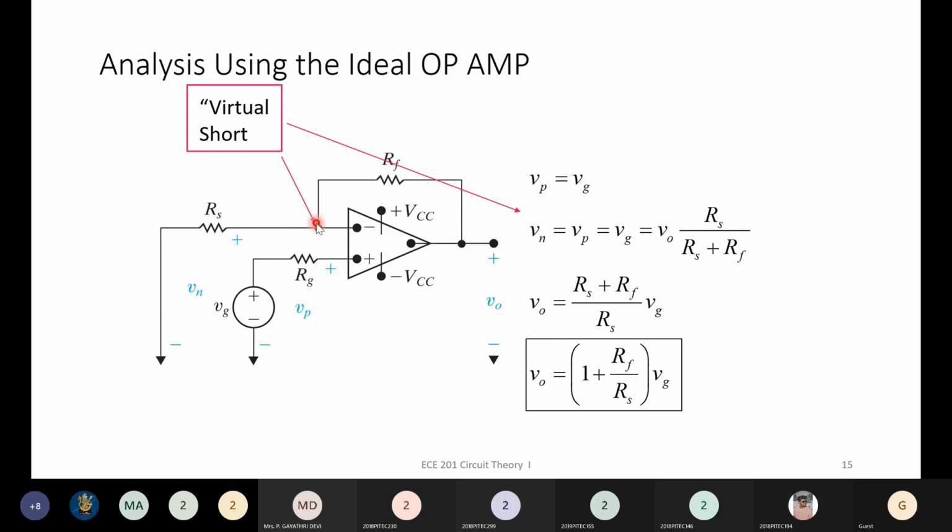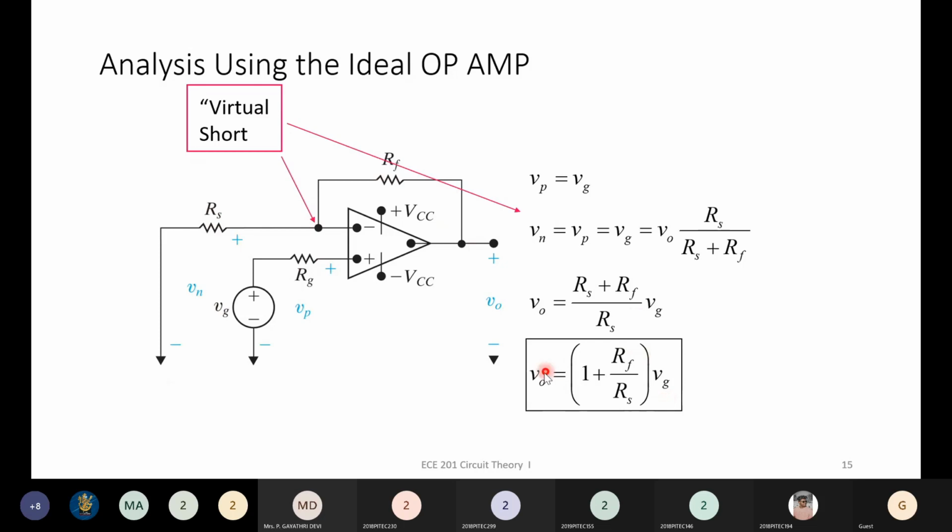From this you can rearrange and say that V naught is equal to Rs plus Rf by Rs into this voltage Vg. Because the voltage across this resistor is Vg, the voltage at this point can also be taken as Vg. So that is what is applied here. Comparing these two, we can find out that V naught is equal to 1 plus Rf by Rs into Vg.